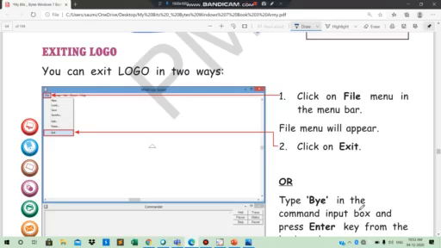ठीक है, जब हम किसी से दूर जाते हैं तो what we do, we type bye, मतलब we say bye. Similarly यहाँ पे भी you can type bye. तो चलो करके देखते हैं, but before moving to the last thing, let us see one more thing.